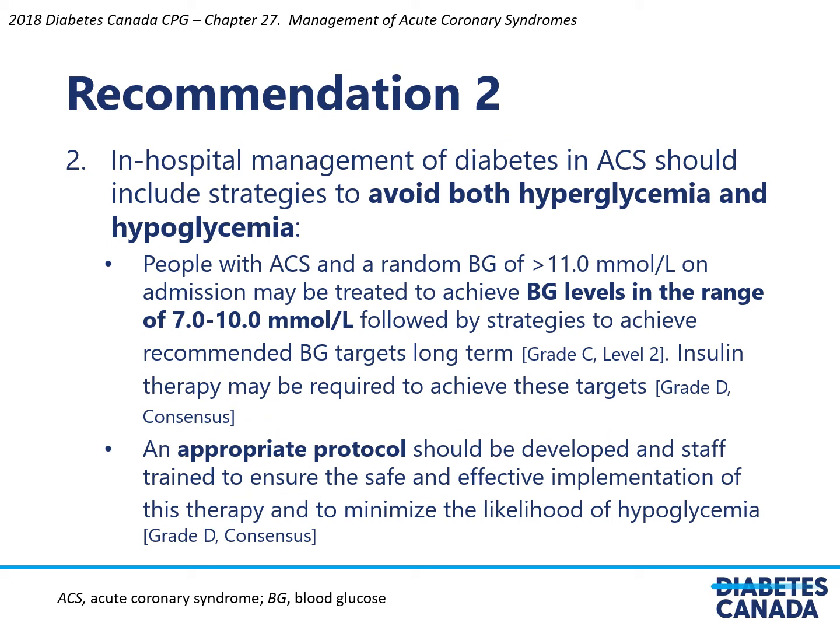Recommendation 2. In-hospital management of diabetes and ACS should include strategies to avoid both hyper and hypoglycemia. People with ACS and a random blood glucose of greater than 11 on admission may be treated to achieve blood glucose levels in the range of 7 to 10 millimoles per liter, followed by strategies to achieve recommended blood glucose targets long term. Insulin therapy may be required to achieve these targets. An appropriate protocol should be developed and staff trained to ensure the safe and effective implementation of this therapy and to minimize the likelihood of hypoglycemia.